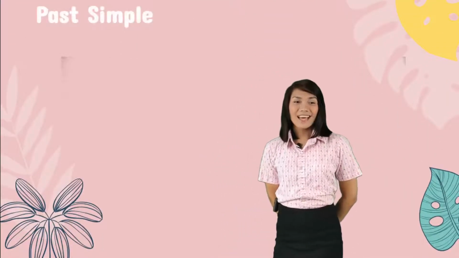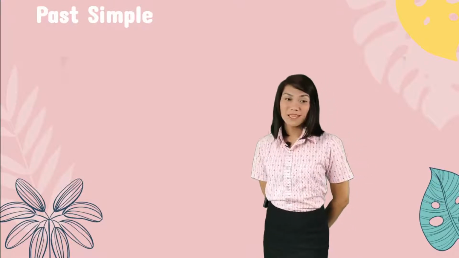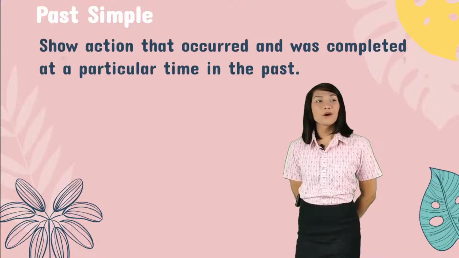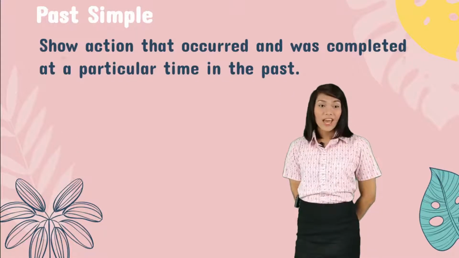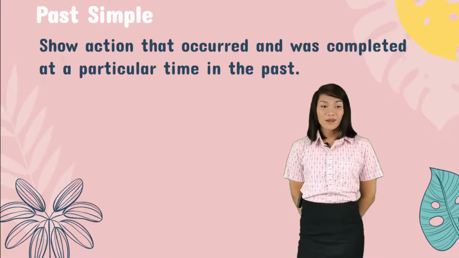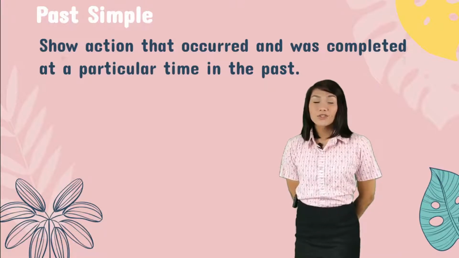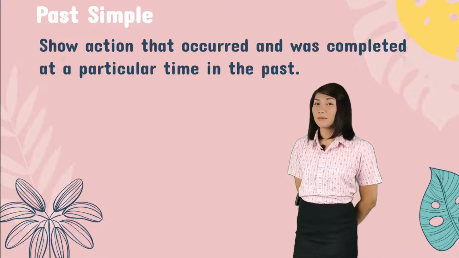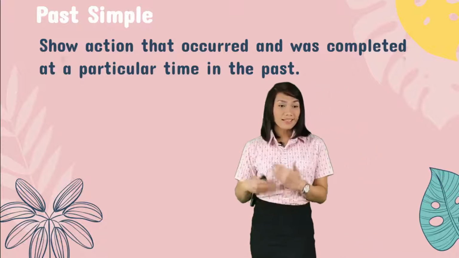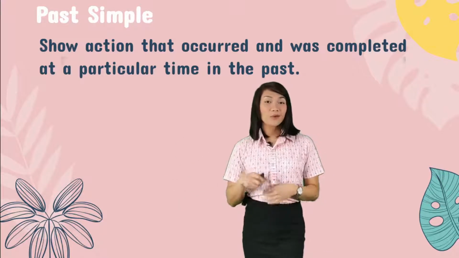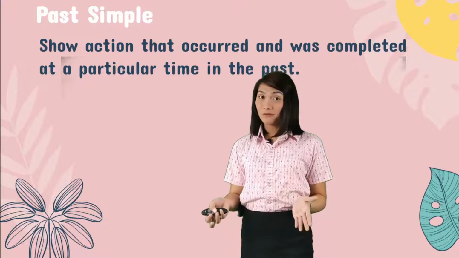Now, let's move on to our main topic. Now, let's have past simple. What do we mean by past simple? All right, so past simple shows an action that occurred and was completed at a particular time in the past. Very good. Meaning we are stating something that has happened or had happened in the past. So that's why we're going to be using verbs in past form.